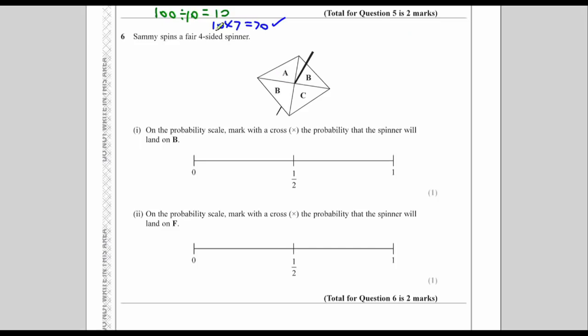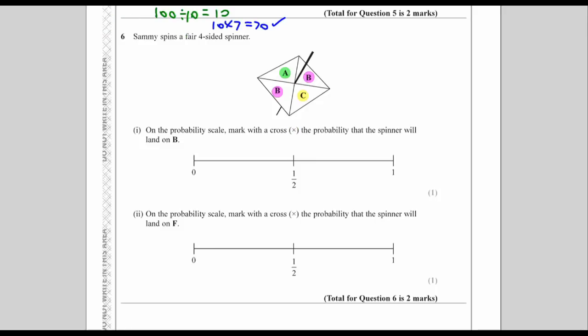Sammy spins a fair 4-sided spinner. Here's a picture of a spinner, you see. A, B, B, and C are our options on the spinner. On the probability scale, mark across the probability that the spinner will land on B.